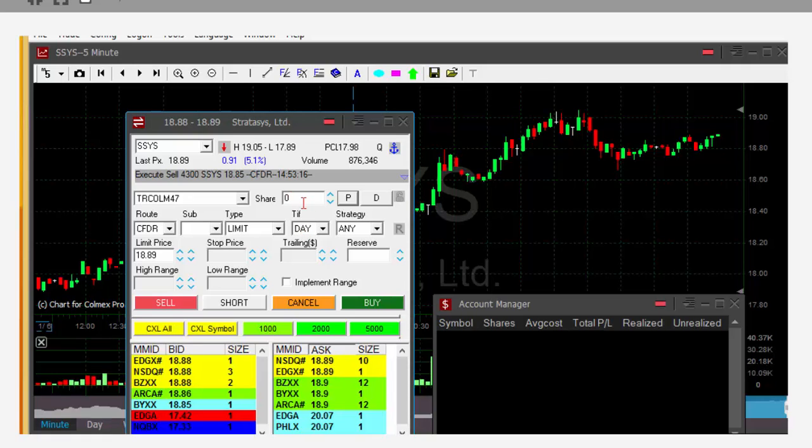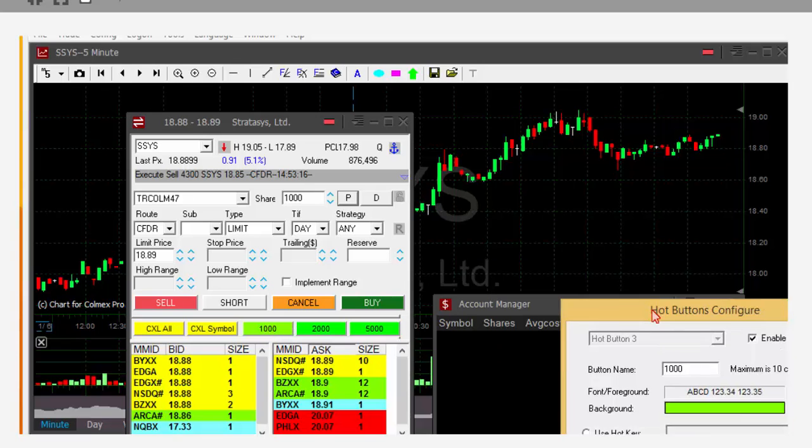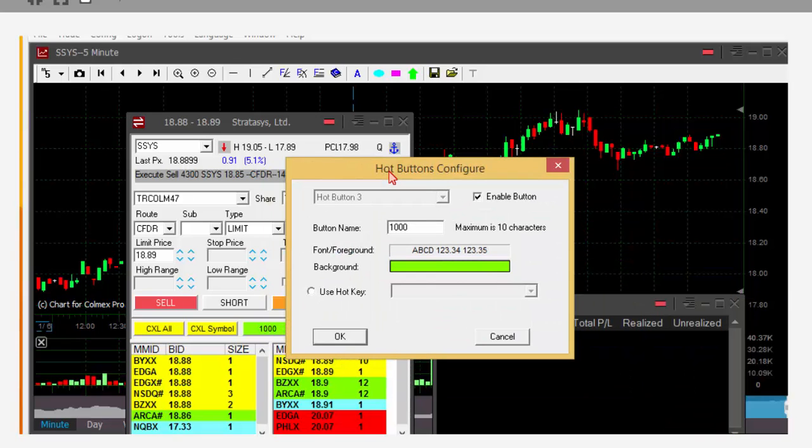But then I have to set up the number of shares here. I can do that with one click over here. Let's say 1000 shares. And I could set up these buttons the way I like to. If I right click it, then these windows open up, and I could pick different types of buttons.